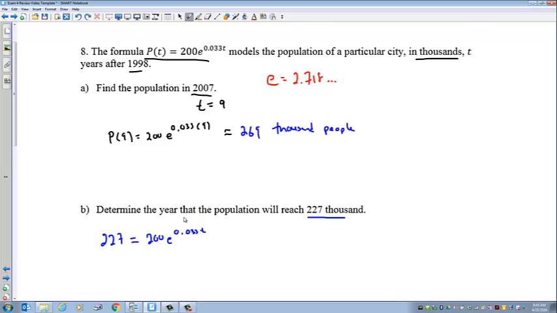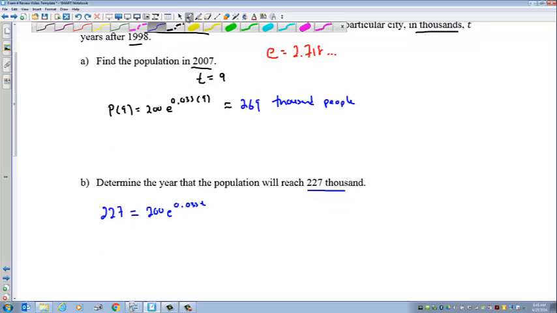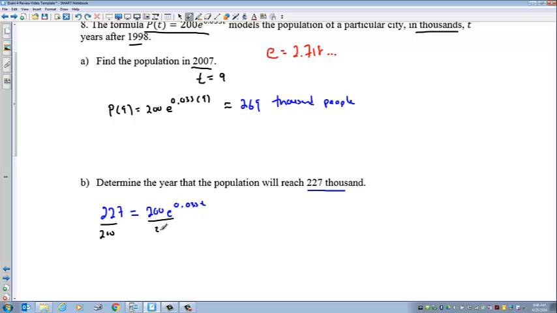I'm going to do it by hand because that's probably the harder way to do it, and the way that most people struggle with it. So I want to solve for t. So notice t is in the exponent. So eventually I'll have to ln both sides to undo the exponent and get the t to come down. But we can't do that till we get rid of the 200. So I'm going to divide both sides by 200. And so I get 227 divided by 200 equal to e to the 0.033t.